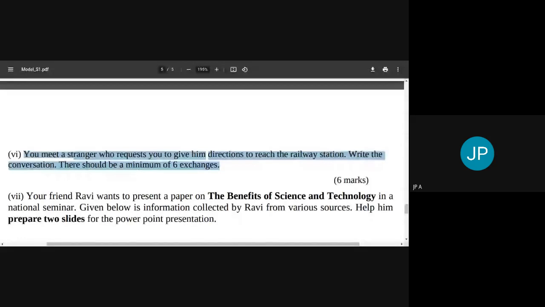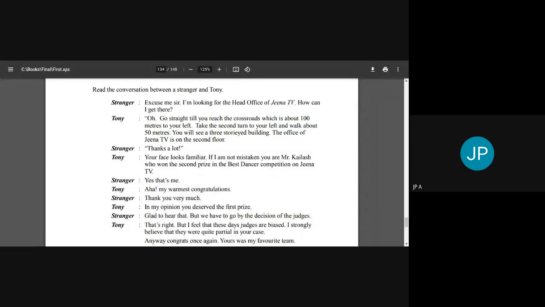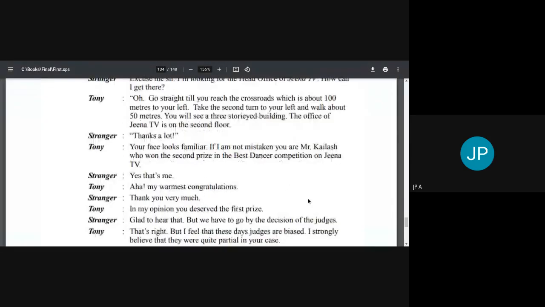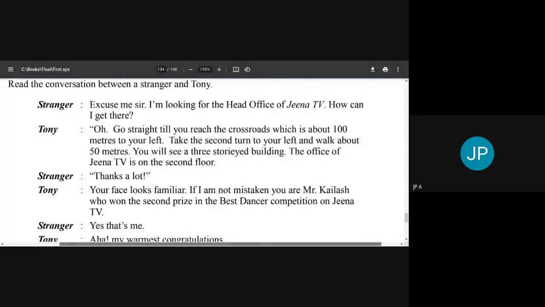We will look at that example in the text, where there is asking for and giving directions in page 120. See, there is a conversation between a stranger and Tony. I think I will get a bit larger. Okay. So this person wants to reach some media center. He wants to go to some media center, and he is asking. This is asking for directions. How can I get there? Asking directions another.